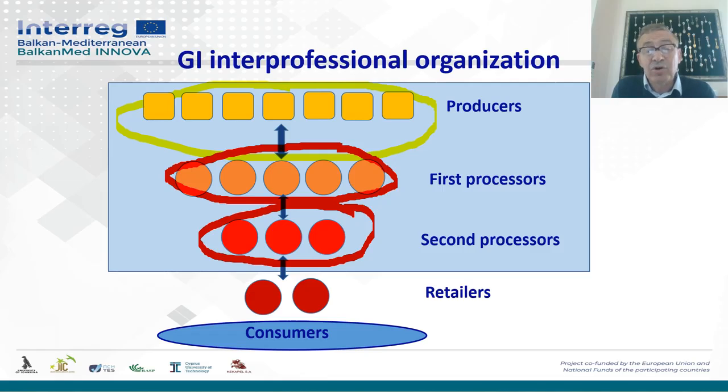We may or may not have retailers, because retailers sometimes may stay away from the GI for different reasons. They could be located outside of the territory, and the GI wants to have a strong territory connection, so they are not interested in involving them, but they could also be part of the GI. It depends on the situation.